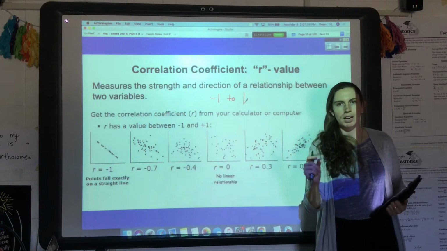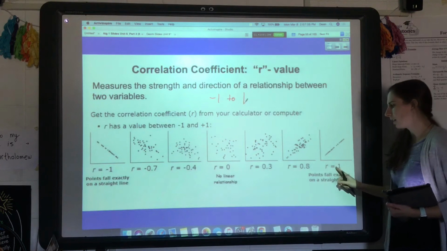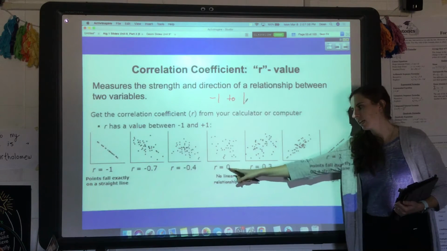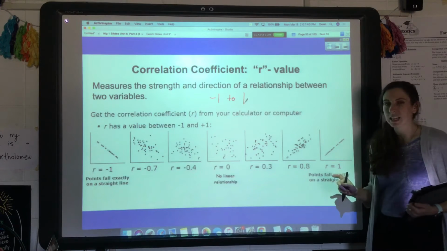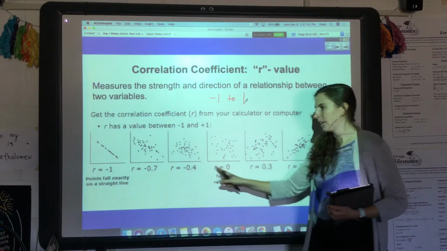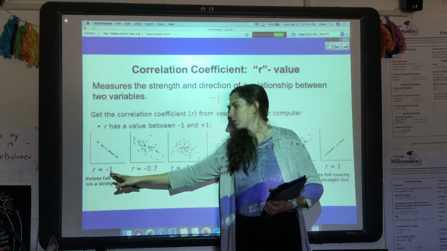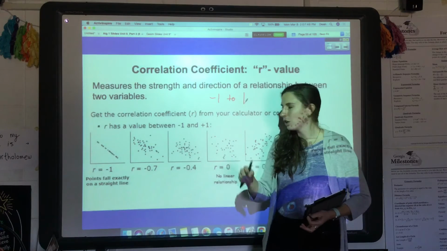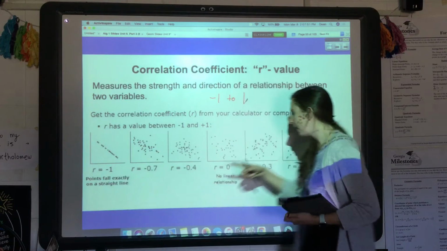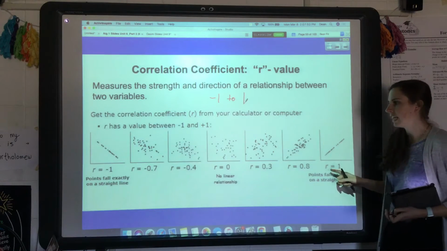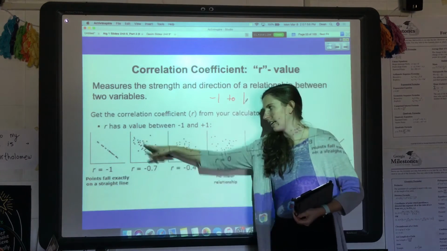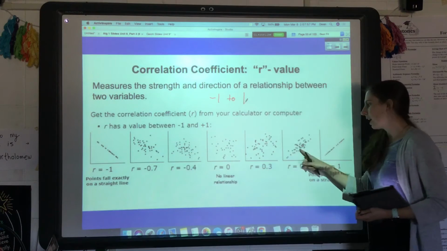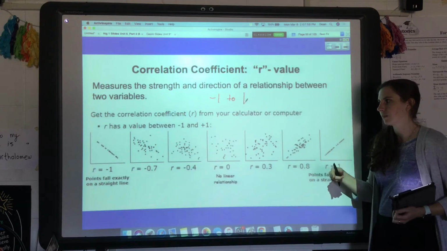The strongest possible relationship is a 1. So basically it's a range of 0 to 1, and then if it's a negative relationship, you go into the negatives, so -1 to 0. This is a little confusing, but both -1 and +1 are perfect. It's just that if it's negative, it has a negative correlation, and if it's positive, it has a positive correlation.